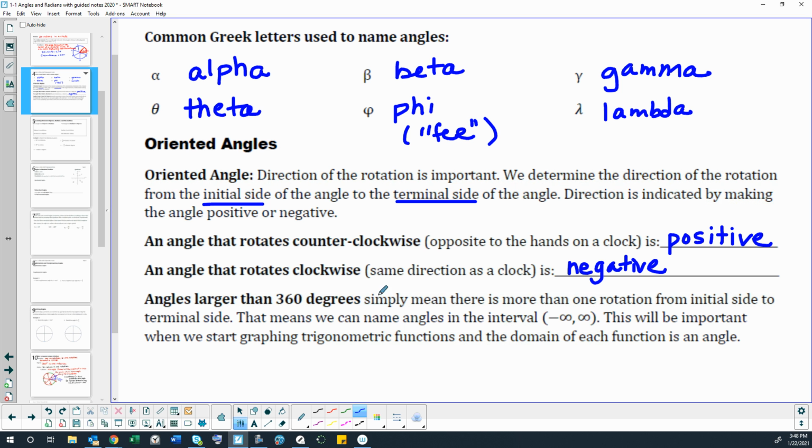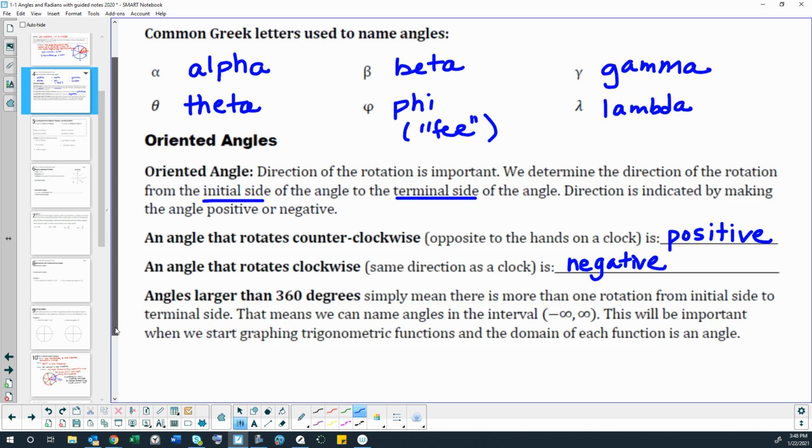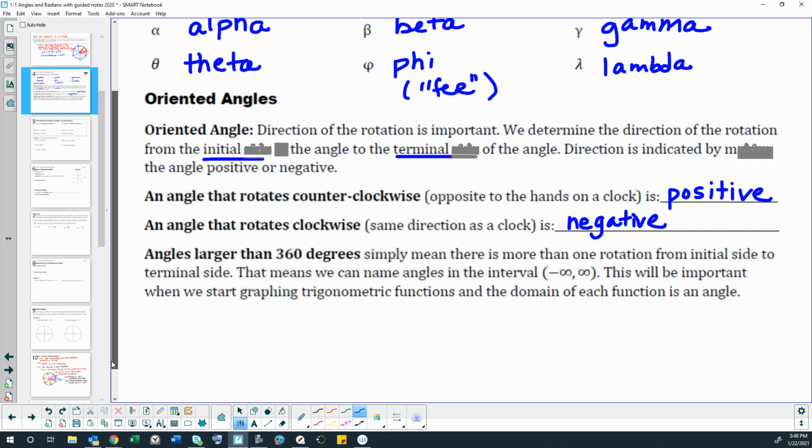Angles that are larger than 360 degrees simply mean that there is more than one rotation from initial side to terminal side. That means we can name angles in the interval from negative infinity to positive infinity. This will be important when we start graphing trigonometric functions, and the domain of each function is an angle. So we're going to plug in an angle into sine, cosine, or tangent and get out a ratio, and we're going to graph that as like x and y. So x will be our plug in an angle, and the angles we can plug in is all real numbers. But that is chapter 2, so we save that more for later.